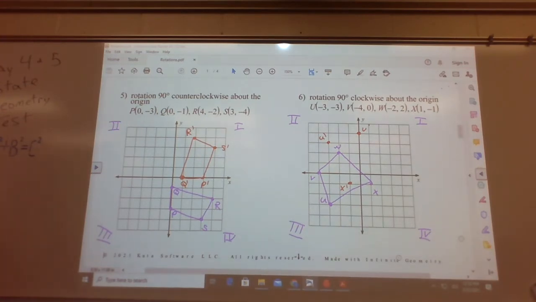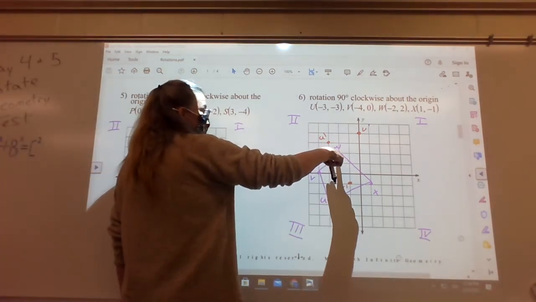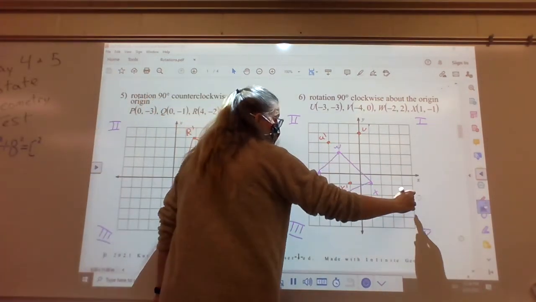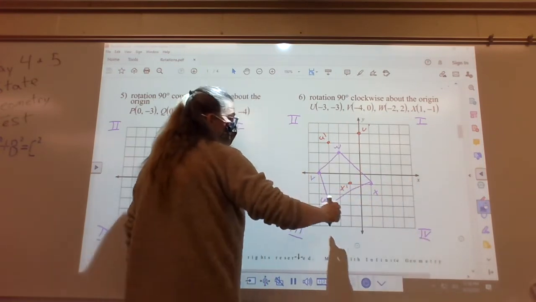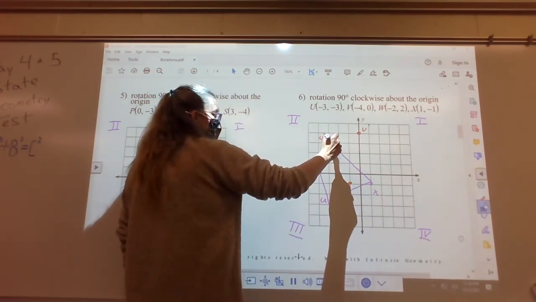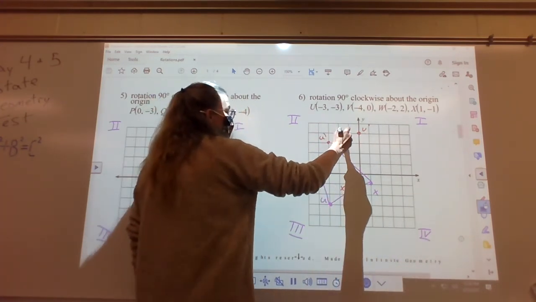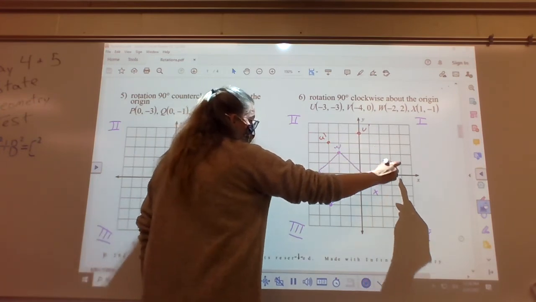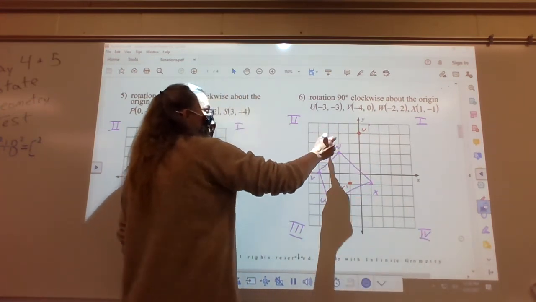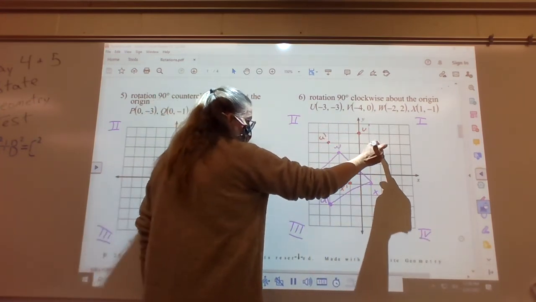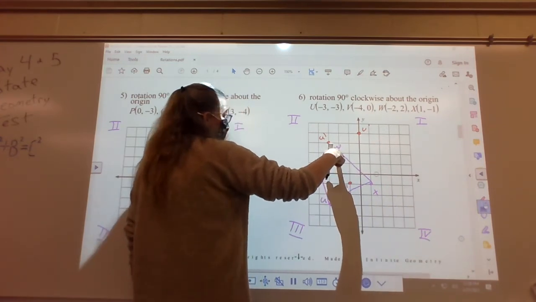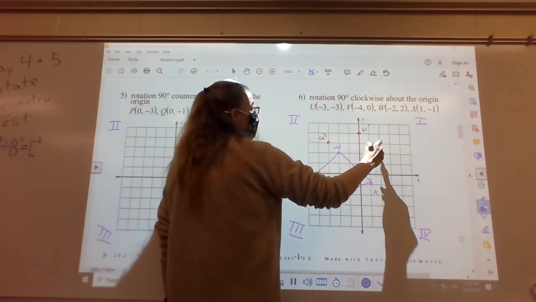One more to go, W. W's here. Started in 2. So I started in 2. It's spinning to, where is it spinning? 1. Because I'm going this way. 2, go 1 quadrant over, 1. It's a 2, 2. It's going to stay at 2, 2, but it's a 2, 2 in quadrant 1.